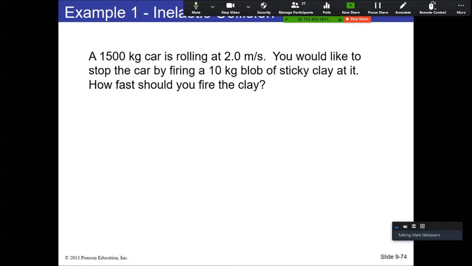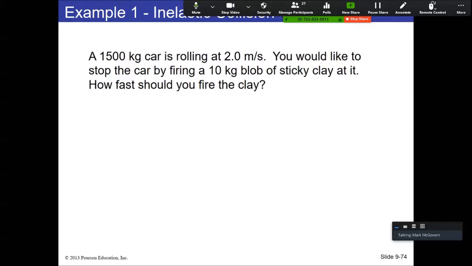All right, so in a similar vein, we're going to try to do that here. We have a 1,500 kilogram car rolling around at 2 meters per second. That's not too fast. It's not quite 10 miles an hour. It's a little less than that. But anyway, you'd like to stop the car by firing a 10 kilogram blob of sticky clay.